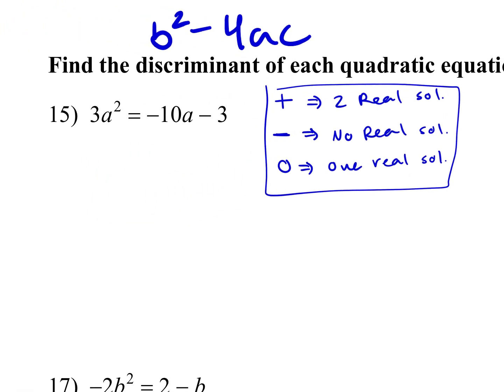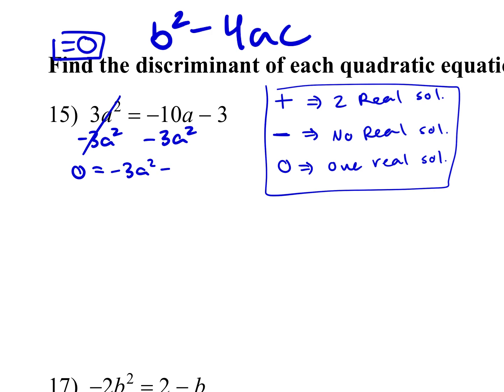All right, for 15, just like before, we need it in order and equal to 0. So what should I do first? It doesn't matter which one you move to which side, as long as it's equal to 0. So if you move the 3a squared to the right, you'll get the same answer as if you move the 10a and the negative 3 to the other side. So which one do you want to do? Okay, so we'll move the 3a squared. So subtract 3a squared from both sides. So this will be 0 is equal to negative 3a squared minus 10a minus 3.